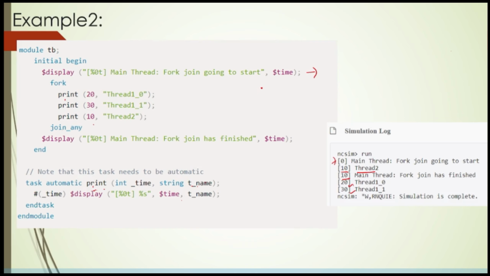Okay, so for this fork join any, for all these things, you should know how to execute. You should keep in mind when the simulator will be coming out of this fork join any. All this you should know in order to execute, because this fork join is the most frequently asked question.